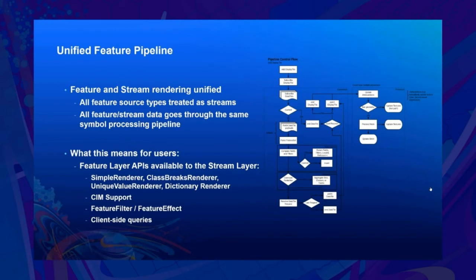Importantly, what it means is that all of the feature layer APIs are now available in Streamlayers as well. This includes all of our variety of renderers, symbol support, feature filter and feature effects, our dynamic attribute-driven filtering APIs, and client-side queries as well. As you've seen already in this presentation, we're excited to see what kind of dynamic visualizations users will be able to build with these new APIs.